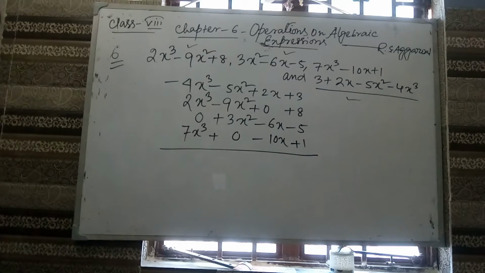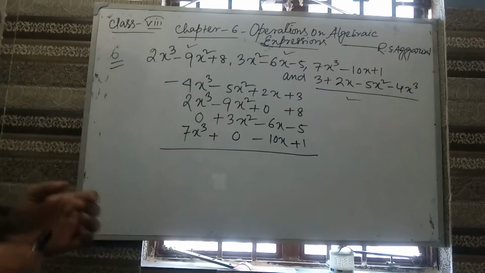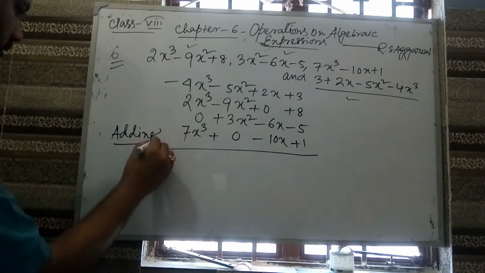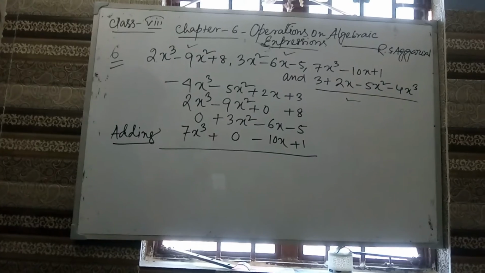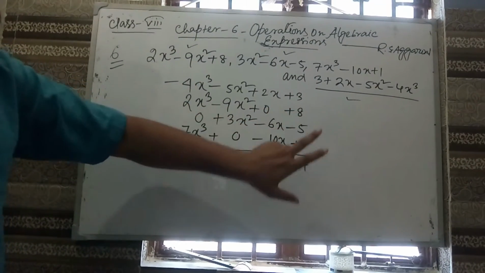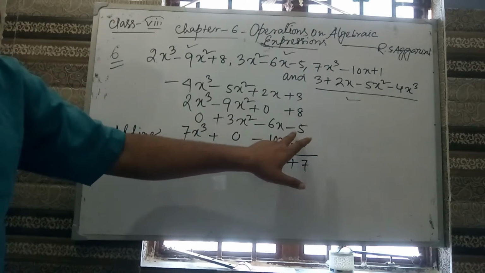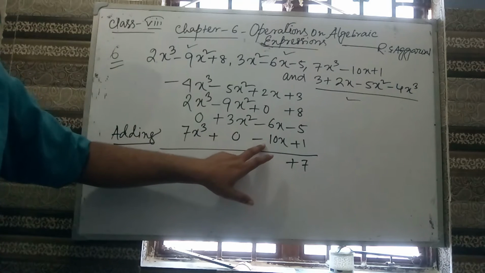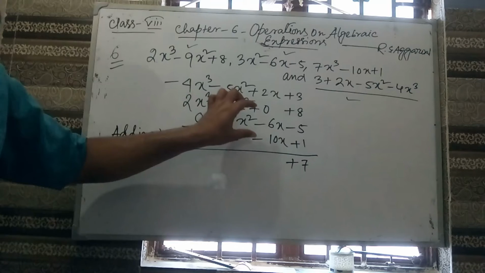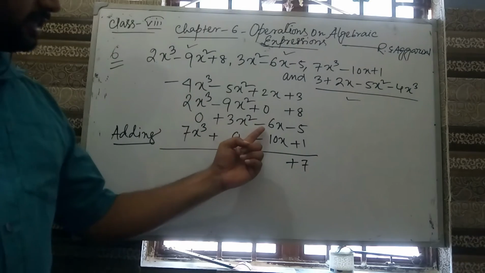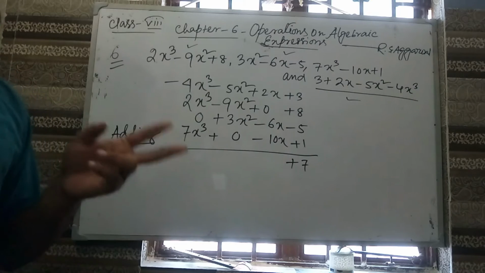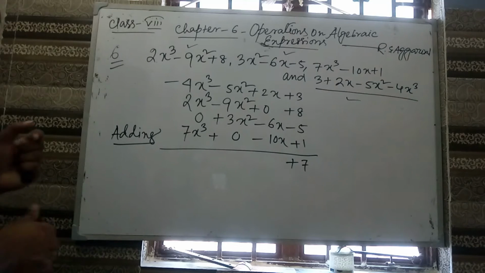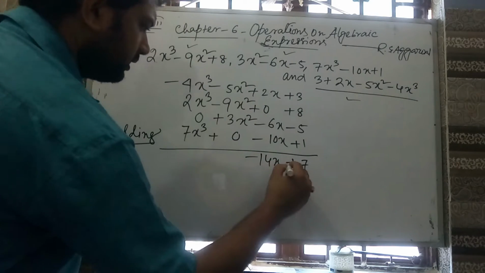Clear? Now you can easily add all these 3. Adding the constants: plus 3 plus 8 plus 1, so plus 12, minus 5, that is plus 7. Plus 2x minus 6x minus 10x. These two are minus and of the same sign, so minus 6x and minus 10x will be minus 16x. Minus 16x plus 2x, so it will be minus 14x.